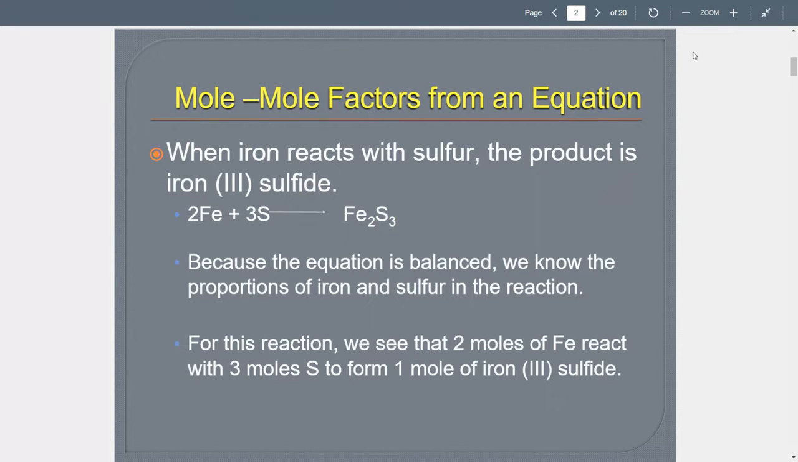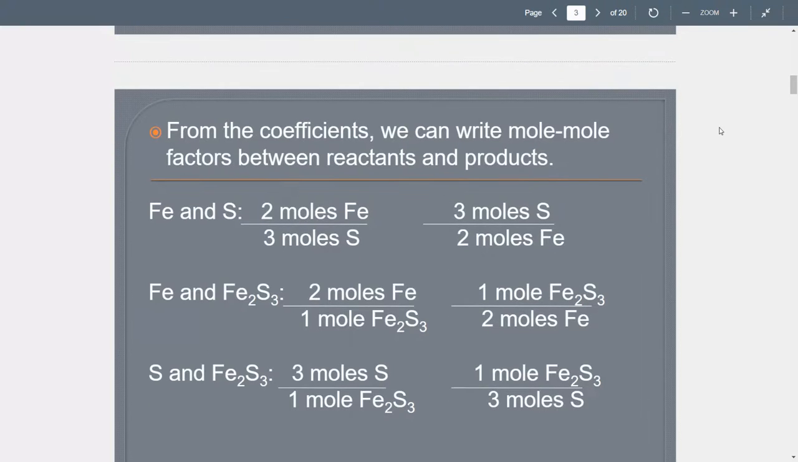I can compare iron and sulfur. I can compare sulfur and iron 3 sulfide. I can compare iron and iron 3 sulfide. So it doesn't matter which 2 you choose, but you're always going to compare 2 at a time. So let me show you what those ratios are. Okay, so you can write, these are called mole ratios.